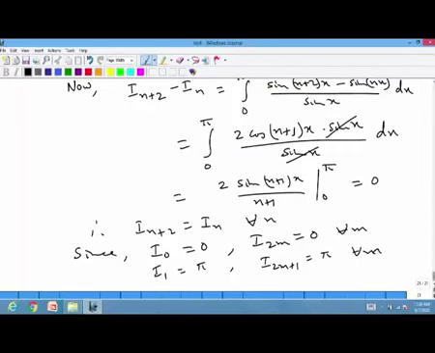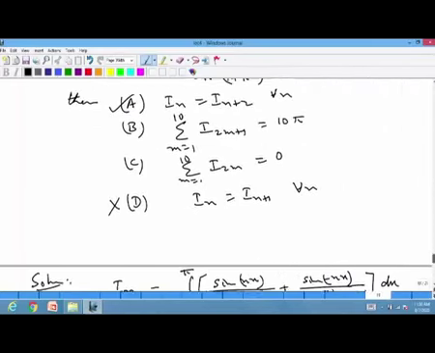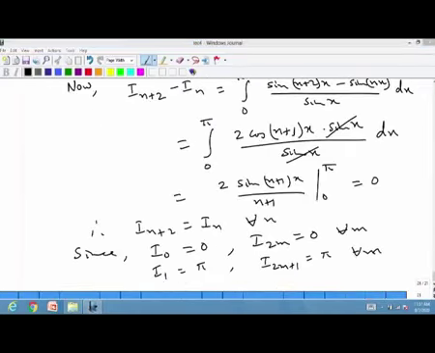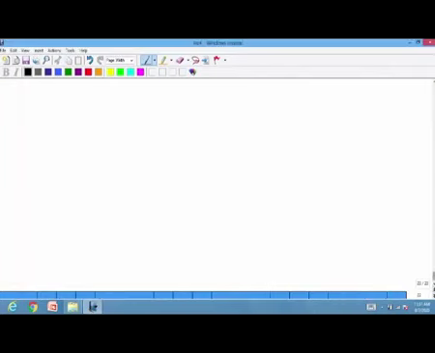So, therefore, if we see option B, the summation of I_{2m+1} for m equal to 1 to 10, each I_{2m+1} is pi. So, this will give 10 pi. So, this is correct, and I_{2m} is 0 for all m. So, therefore, the sum is also 0. So, A, B and C are correct. So, let us do one more problem.